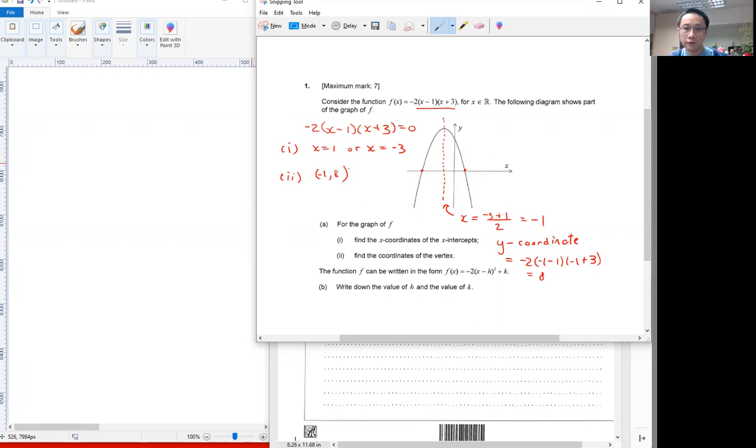And then the last part, the function f can be written in the form. So they actually ask you to complete the square. There's no need to re-expand and complete the square when you already know the coordinates of the vertex, because you can just directly recognize that. This is the h, and this is the k. So that's it for the first question.